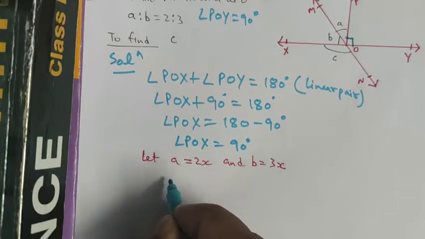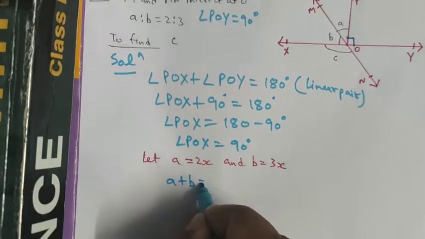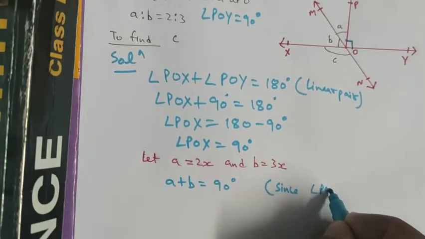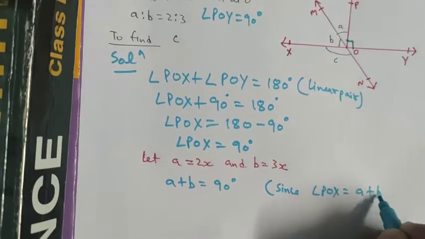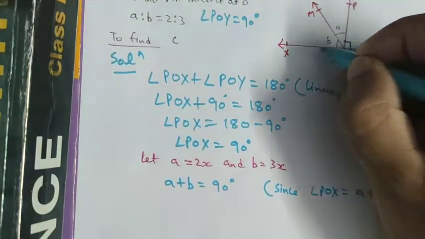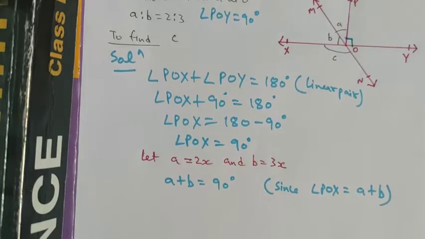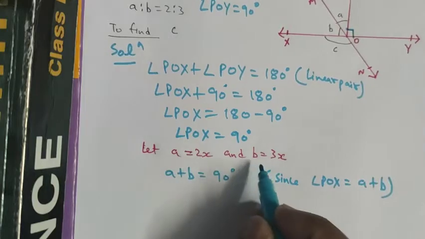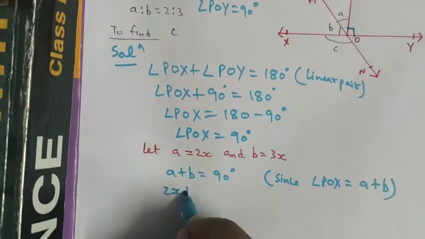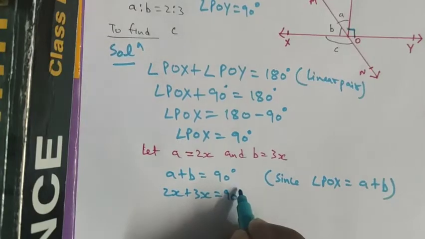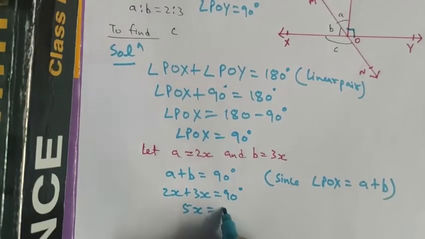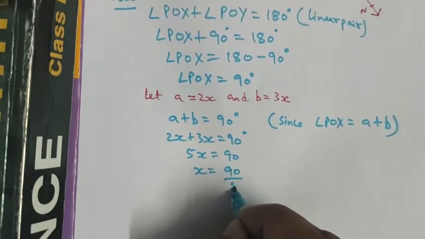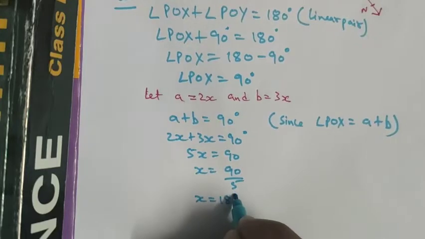That is A plus B. So we can write it as A plus B equals 90 degree, since angle POX is equal to A plus B. So we have substituted the value of POX as A plus B. Now we will substitute the value of A and B as 2x plus 3x equals 90. So we get 5x equals 90, x equals 90 upon 5, that is x equals 18 degree.